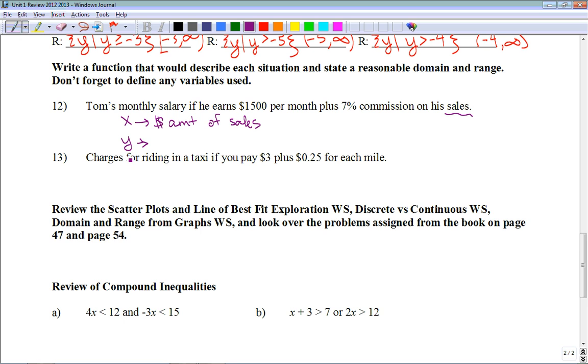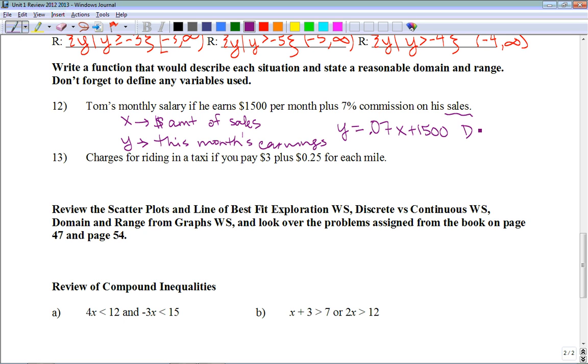But Y would actually be the amount of money you're bringing home. So we're not looking at how much you're earning month to month. We're just looking at how much we've earned this month. So Y would be this month's earnings. Okay, so for our function, we'll have Y equals, so we're getting 7% on the dollar amount of our sales. That's 0.07x, and then our constant is $1,500, so plus 1,500.